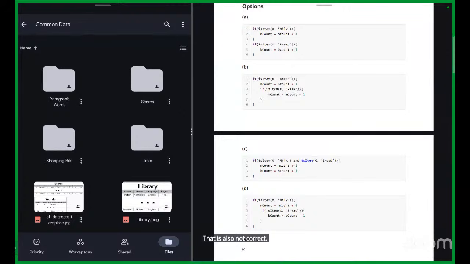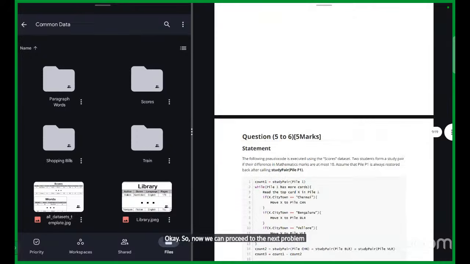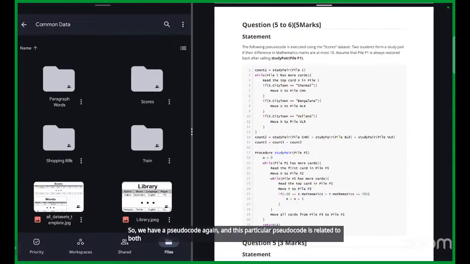Is this clear, or any doubt in this question? Yes. Okay, so now we can proceed to the next problem. We have a pseudocode again, and this particular pseudocode is related to both question number 5 and 6. First we will go through the pseudocode and then check what the problems are asking.